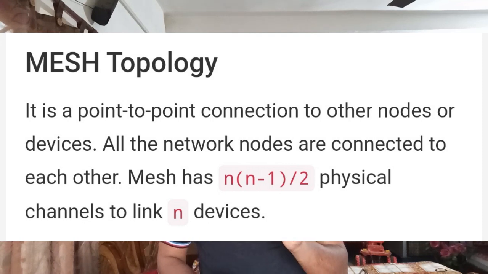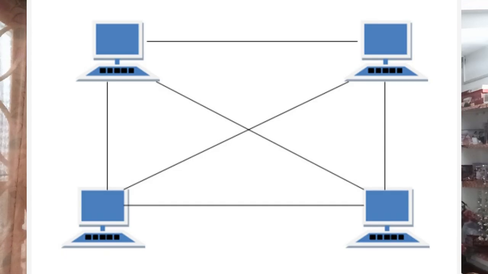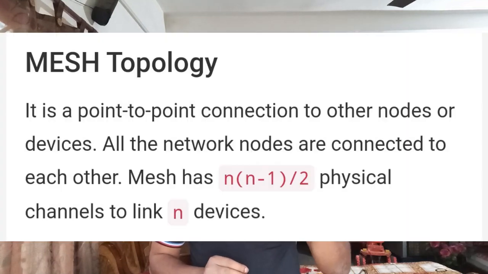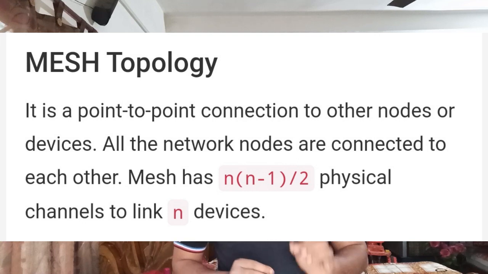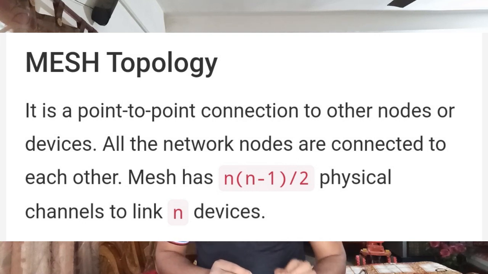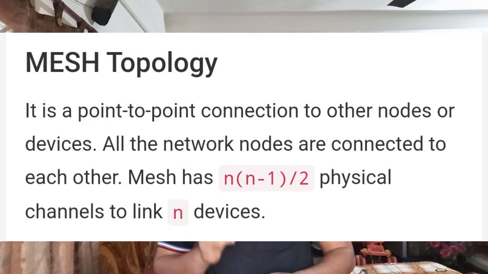Here n is the number of nodes. Suppose in the figure you can see that there are 4 nodes. Then how do we calculate the number of connections? Just put the value of n equal to 4 in the formula, n into n minus 1 by 2. So putting n equal to 4, that is 4 into 4 minus 1 by 2, that is 4 into 3 by 2, which is equal to 6. Therefore the total number of connections is 6 to connect 4 nodes.